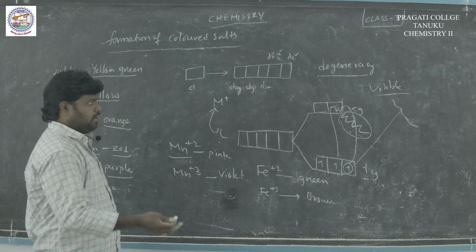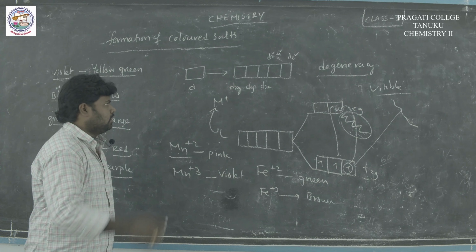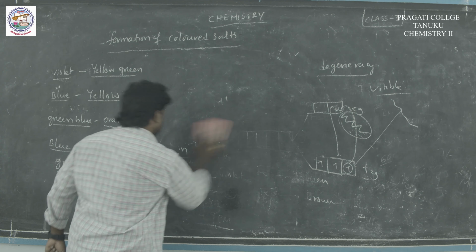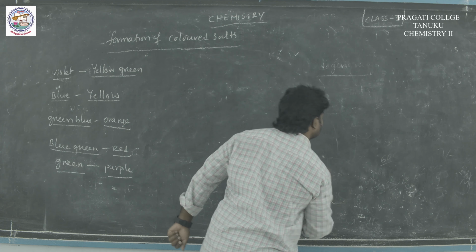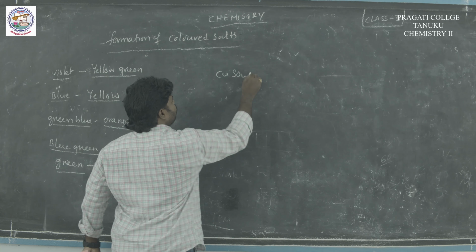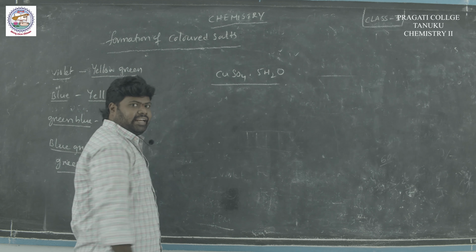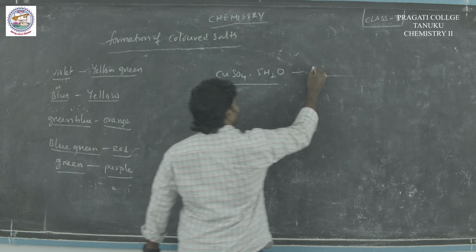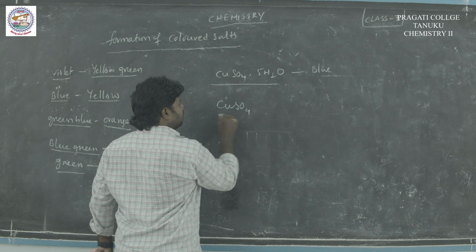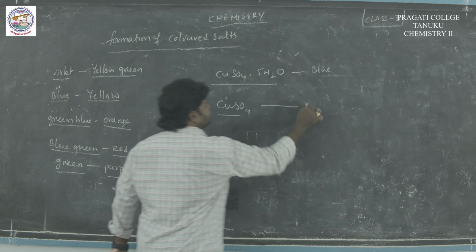In the IP examination, one question on colors is asked every time. That question is about CuSO4, copper sulfate. Hydrated copper sulfate is combined with 5 water molecules, CuSO4.5H2O. It exhibits blue color, but anhydrous CuSO4 does not exhibit color.